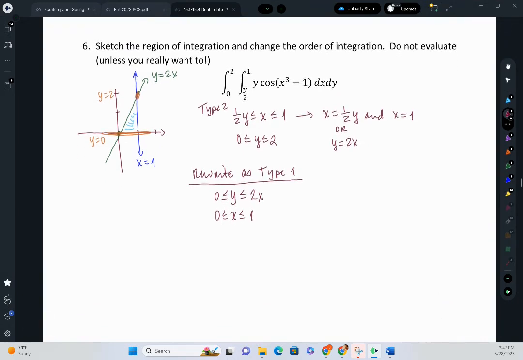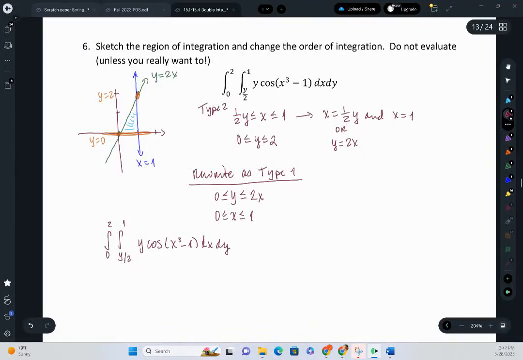So I can rewrite this now. So here's what's true. The integral from 0 to 2, the integral from y halves to 1 of y cosine of x cubed minus 1 dx dy is equal to the integral from 0 to 1, the integral from 0 to 2x of y cosine of x cubed minus 1 dy dx.